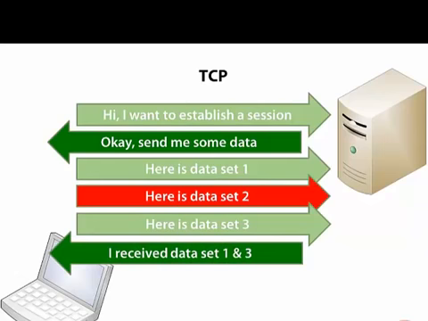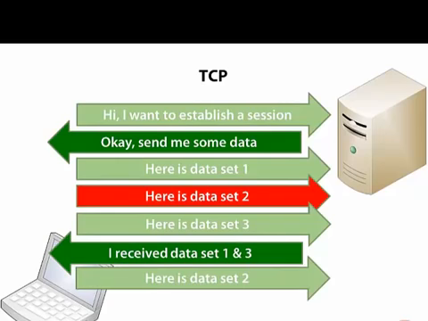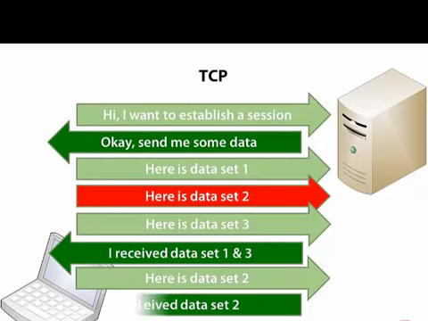The receiving computer will confirm receipt of the datasets. So it will say, I received dataset 1 and dataset 3. After a timeout period, the sending computer will realize that dataset 2 was never received since it never received confirmation, so it will automatically resend dataset 2. The receiving computer will confirm that dataset 2 was received, and now the sending computer will know that the entire dataset was received by the receiving side.